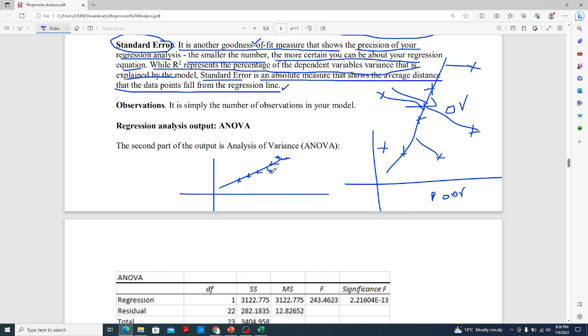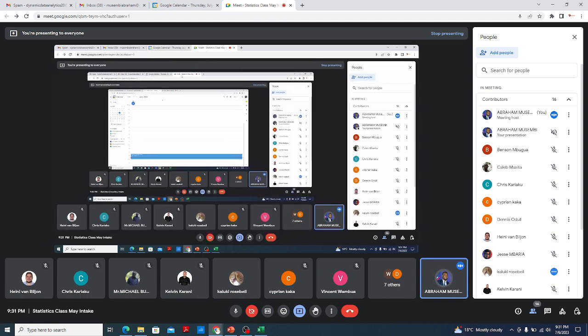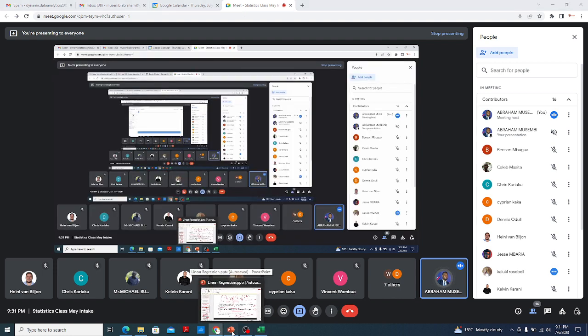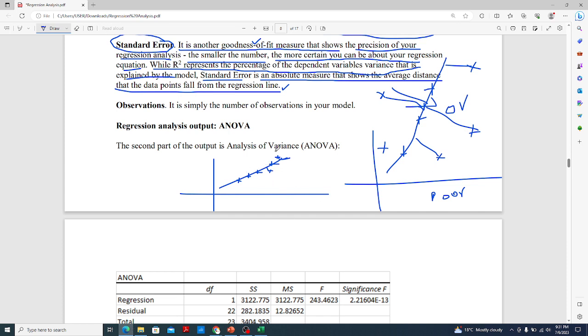So the smaller the average distance, or the smaller the standard error, the better. It will be a good indicator of a good model.